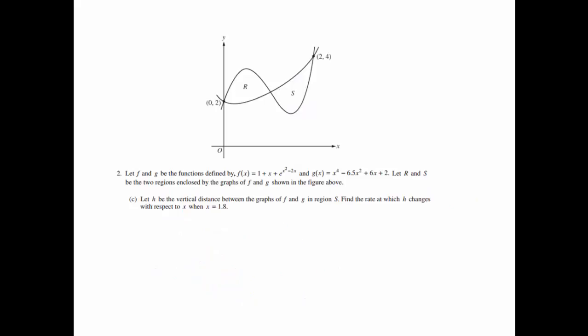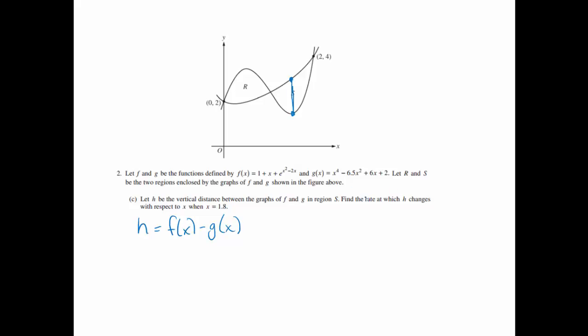Then part C, let h be the vertical distance between the graphs of f and g in region S. Find the rate at which h changes with respect to x when x equals 1.8. So the vertical distance is just this distance right here. It's just going to be the y value minus the y value. So just kind of like what we did on area, it's just going to be the top minus the bottom. That will be h. So h is going to equal f of x minus g of x.